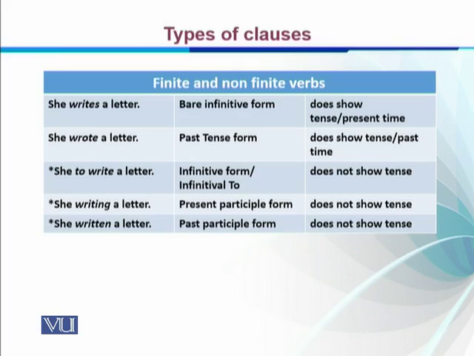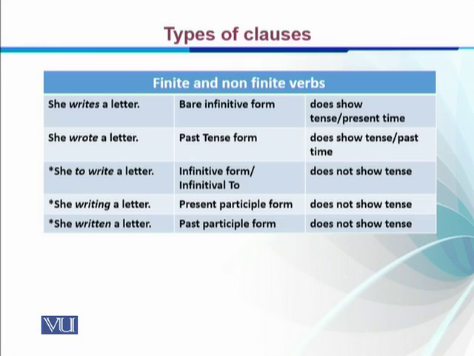She to write a letter. To write is an infinitive, but you can see that this sentence is not grammatically correct. So you cannot directly use an infinitive as a main verb as you used writes and wrote. It does not show tense. She writing a letter. Writing is a present participle form of the verb and it also does not show tense, right? So writing cannot show time.